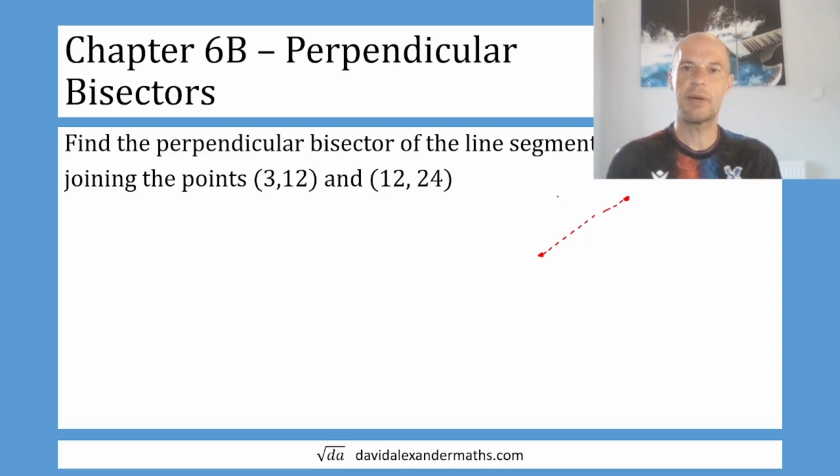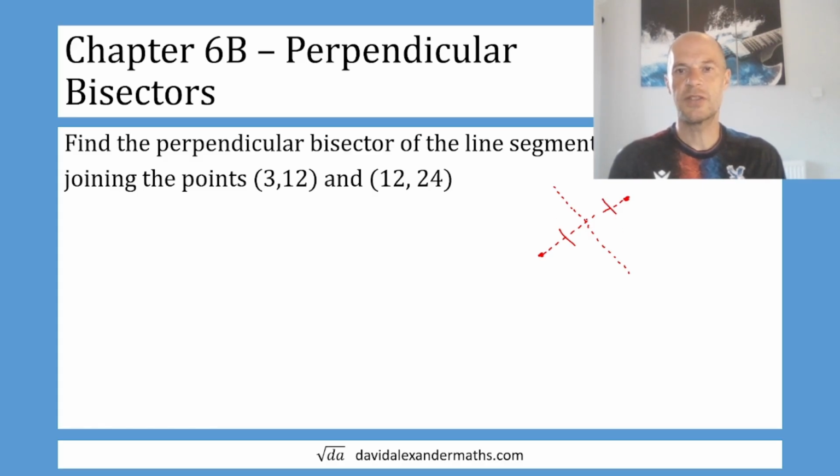Now the perpendicular bisector, what it means is it chops this line into two equal bits and it runs perpendicularly to it. In other words, it runs at a right angle. So this is the perpendicular bisector, this line that I'm drawing in now. So this part here is the same length as this part here.